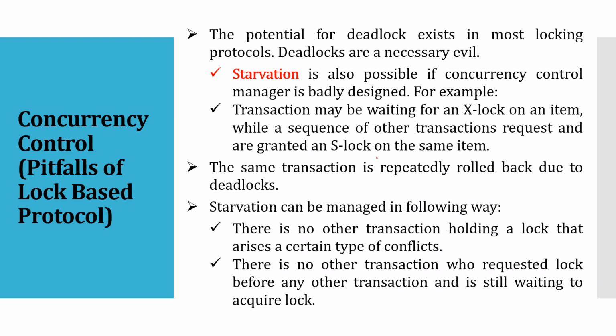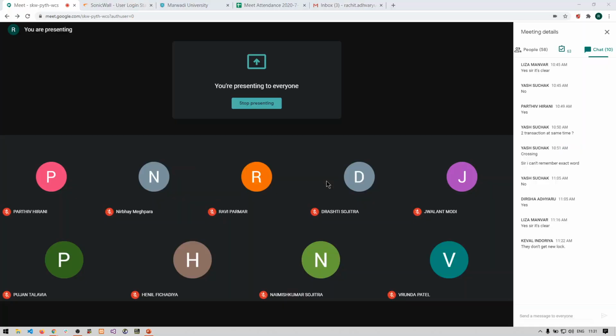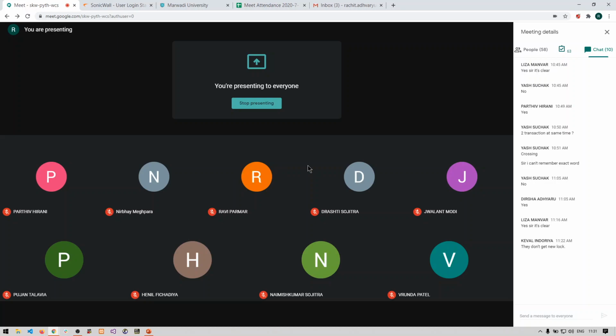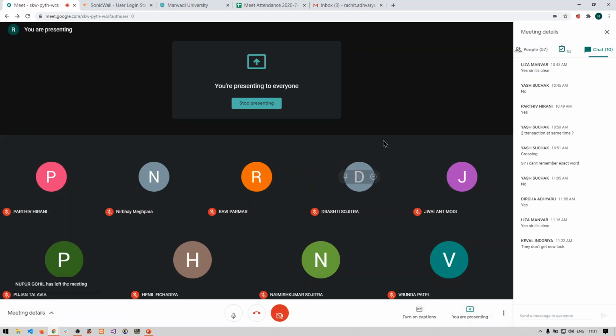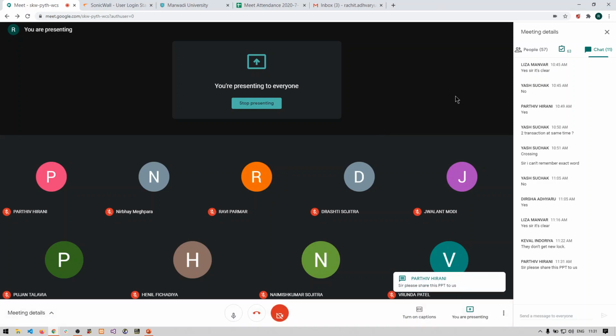So I think, any doubts in this? Anyone? Any doubts in this till here? Keval, you wrote something, so what was that actually? They don't get new lock. Keval, are you there? Yeah.